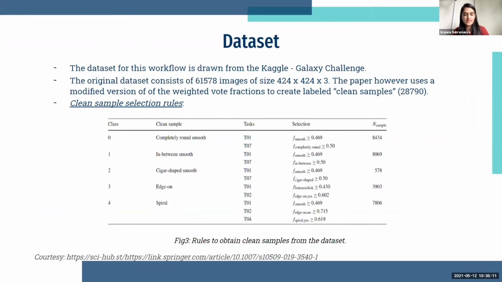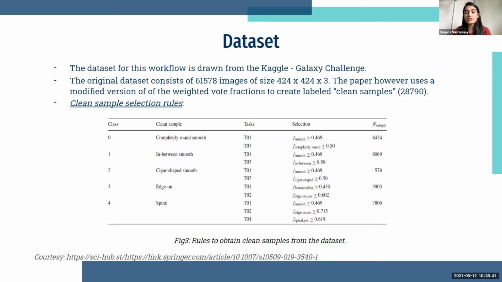So the data set that I've used originally is drawn from the Kaggle Galaxy Challenge. This particular Galaxy Challenge has 61,578 images, each of the dimensions 424 x 424 x 3, so they're all colored images. And this paper that I'm implementing, however, uses only a fraction of these images.